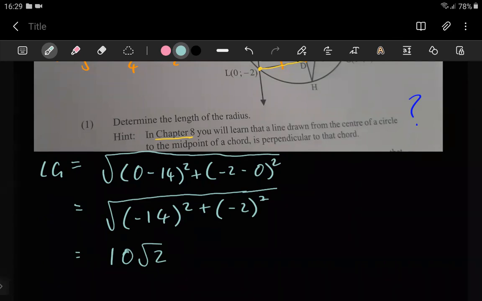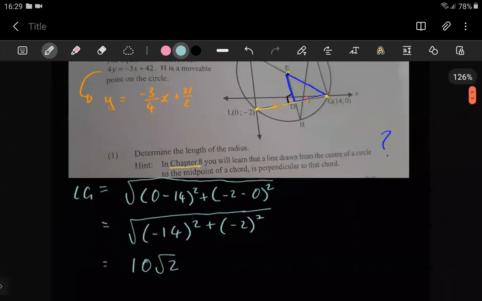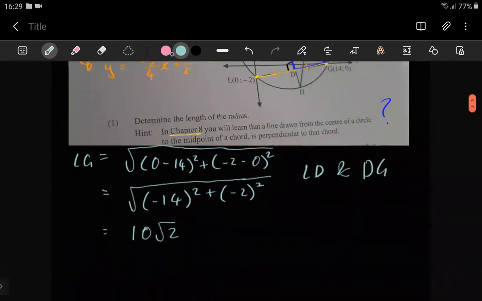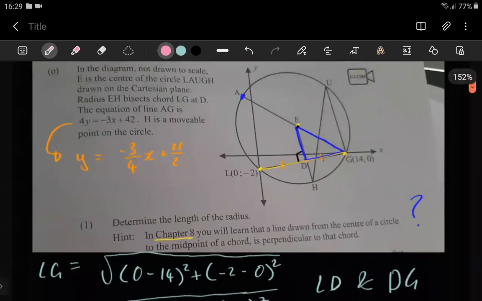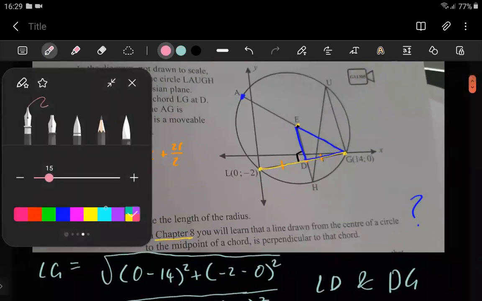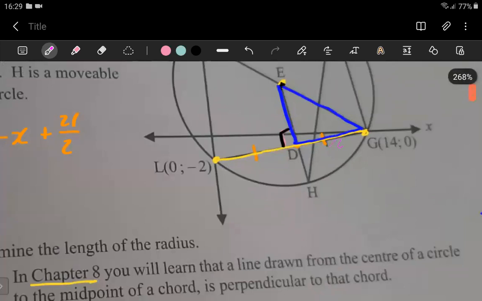Anyways, so it's 10 square root of 2. So obviously LD and DG is just half of this. So this divided by 2 is just 5 square root of 2. So let's just put 5 square root of 2 here and see what happens. So we have one length here.